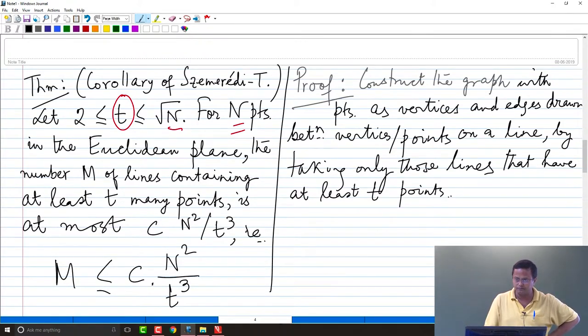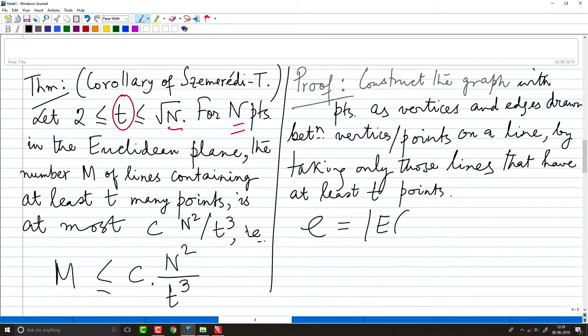Fine. So, what is going to be my number of edges in this graph? M lines, right? t minus 1 edges per line roughly. So, this is going to be equal or more than this, no? Agreed? No doubts about it? Fine.